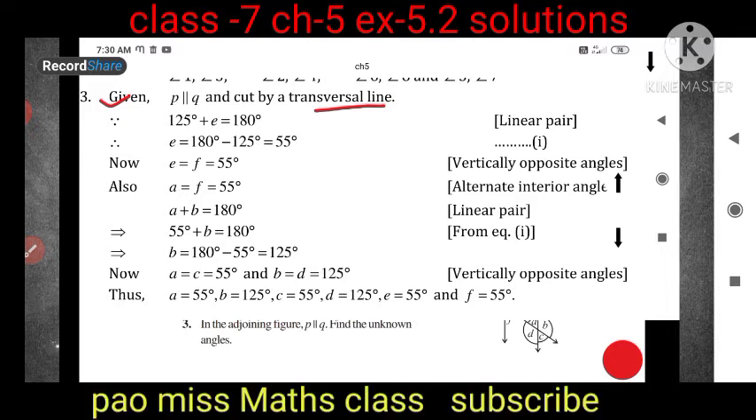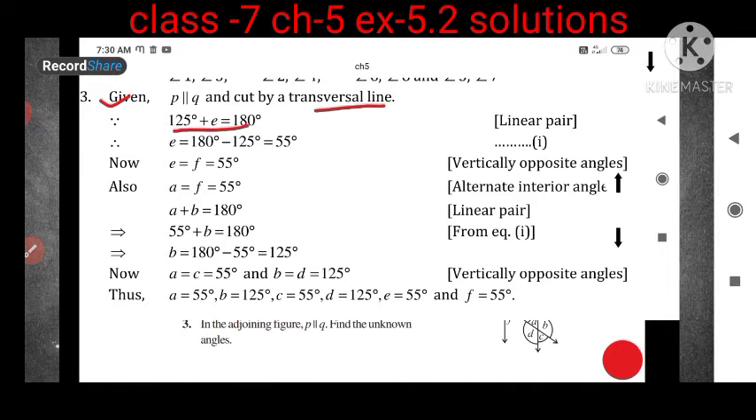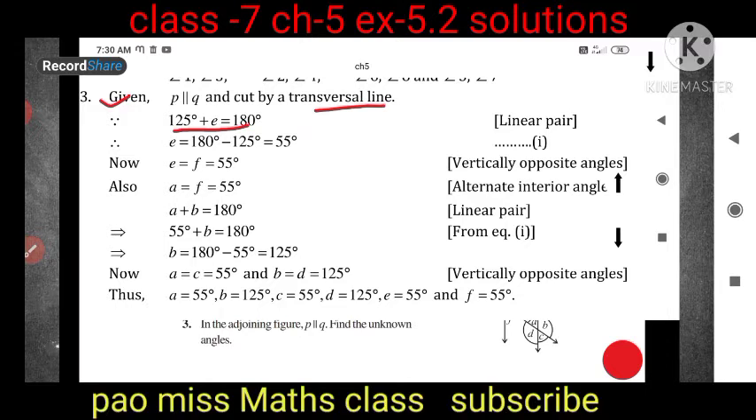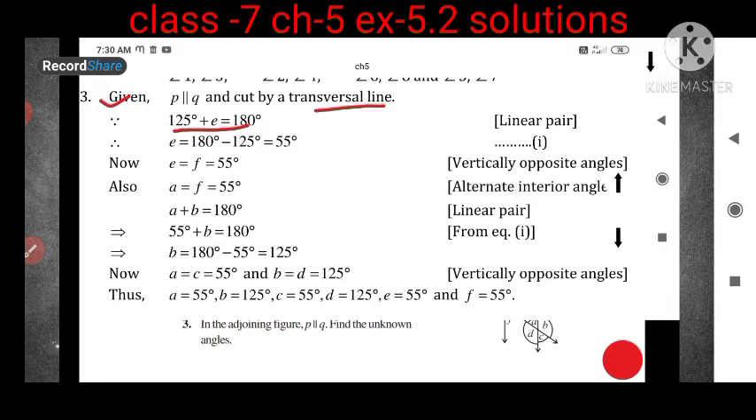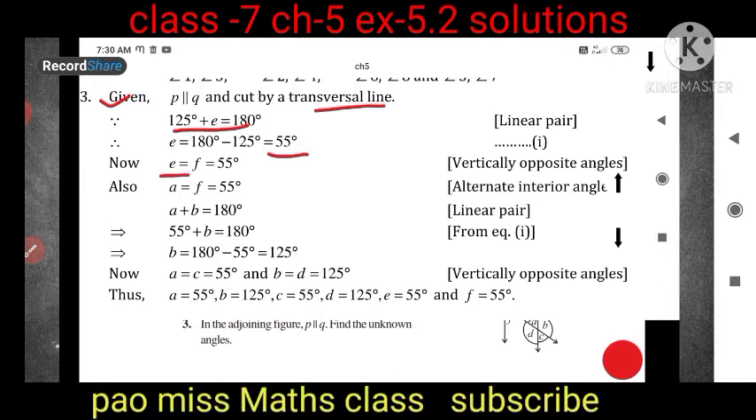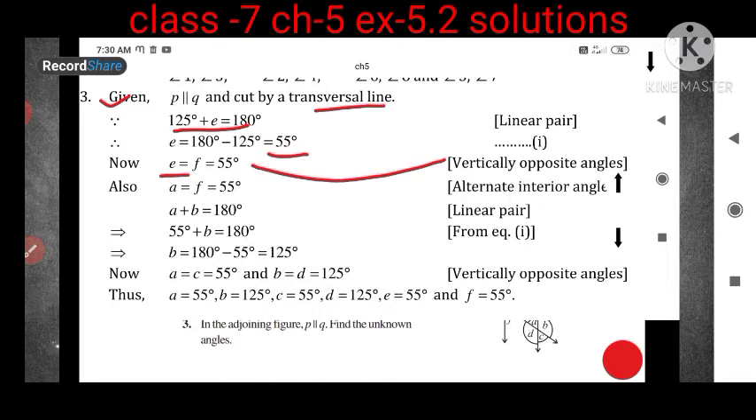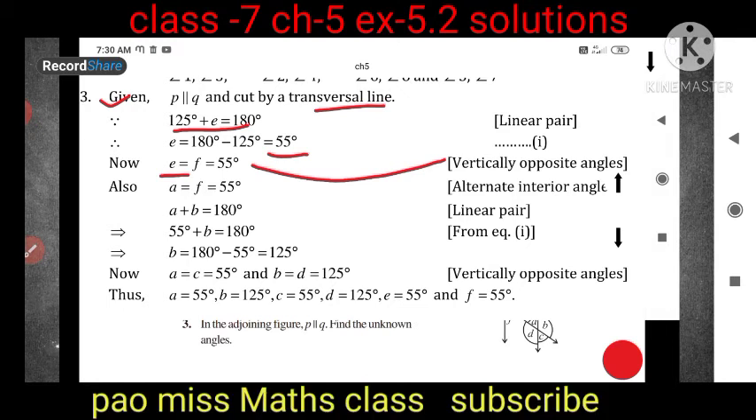Now angle 125 plus E is equal to 180. Why? They are forming linear pair, isn't it? From the figure you can see they are forming linear pair. So E is equal to 180 minus 125 is equal to 55. So 55. Again E is equal to F. Why? Vertically opposite angle, isn't it? E is equal to F because vertically opposite angle. Then E is also 55 and F is also 55.